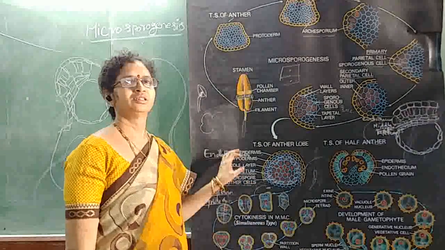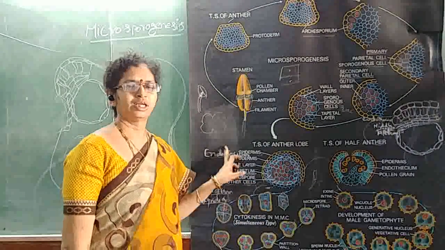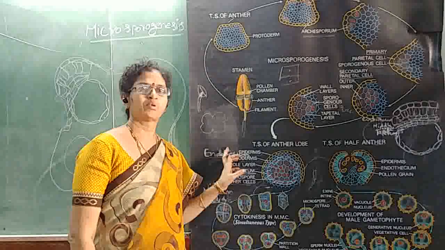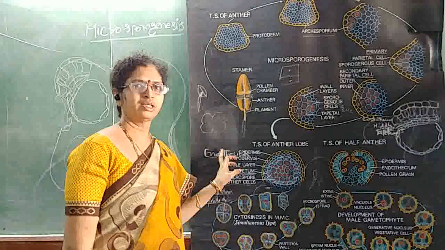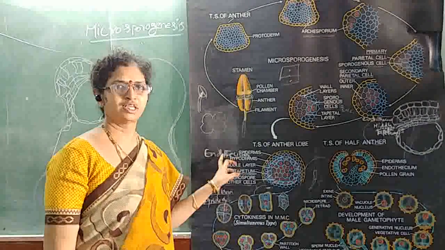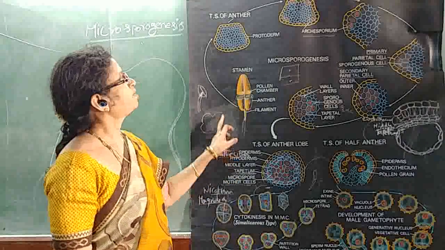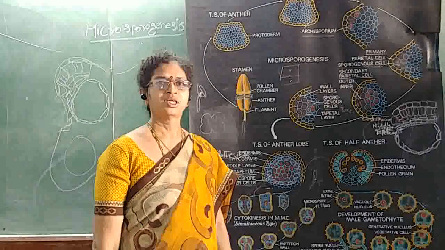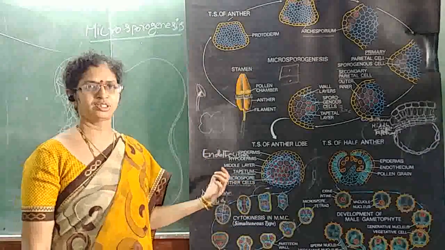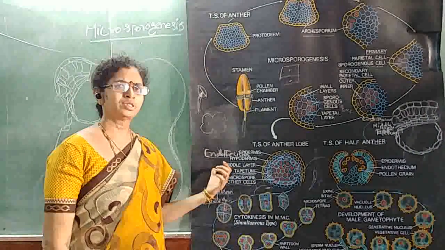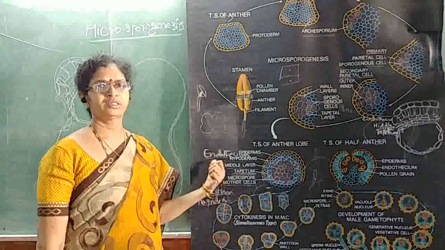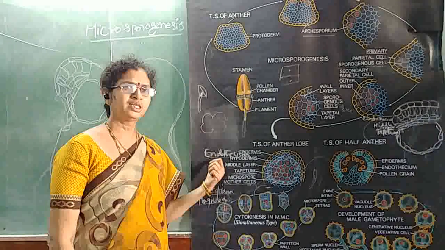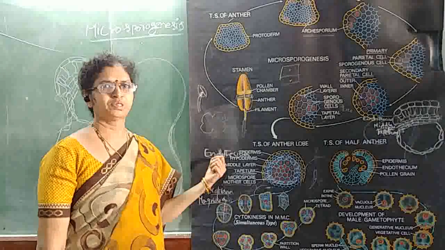Hello students. Today we learn about the important topic microsporogenesis. It is under embryology of your syllabus. So what is microsporogenesis? The formation of microspores is known as microsporogenesis. The microspores are nothing but pollen grains. So the pollen grains are present inside the anther lobe.